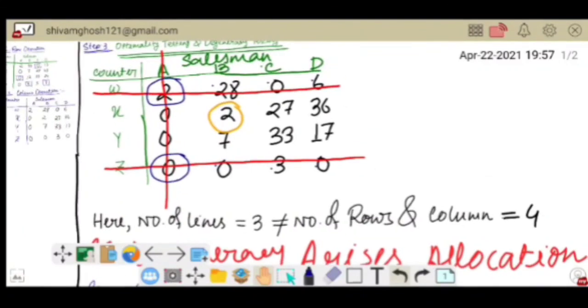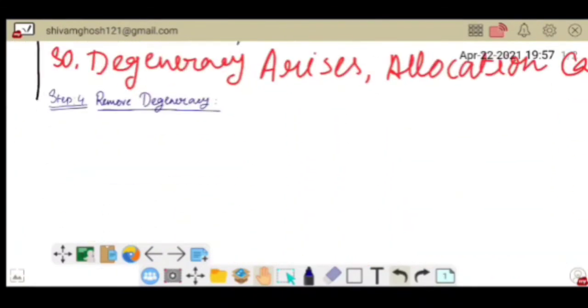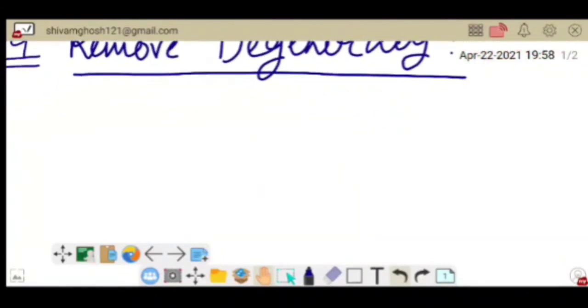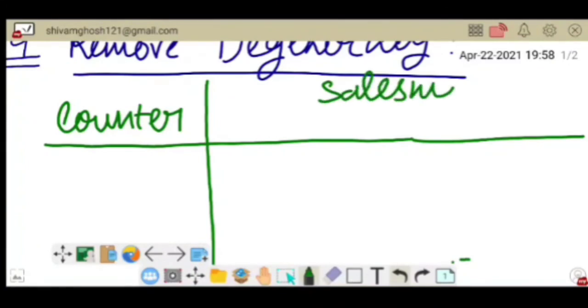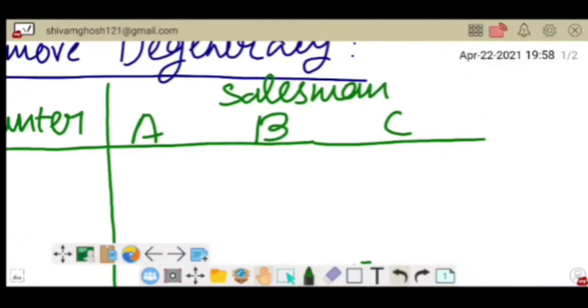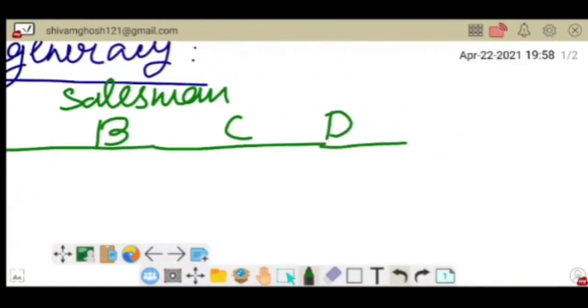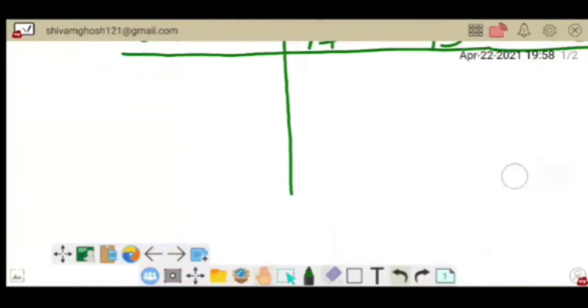So at first we have to create the counter and salesman format. Counter and salesman format we have to draw at first. So that is counter and salesman: A, B, C and D, and W, X, Y, Z.